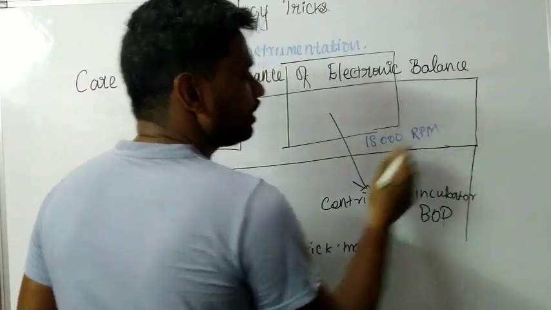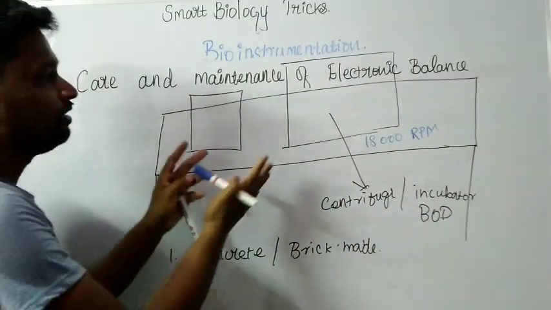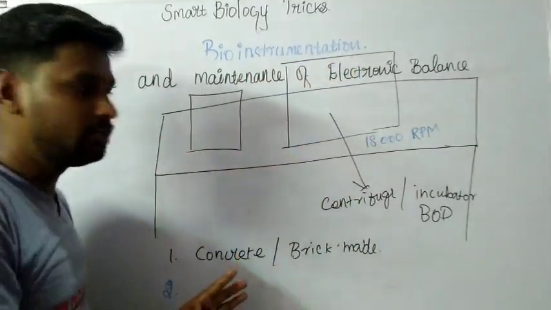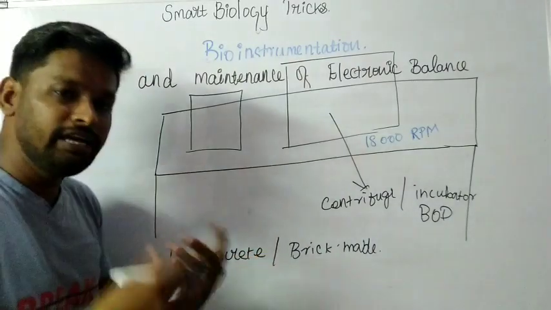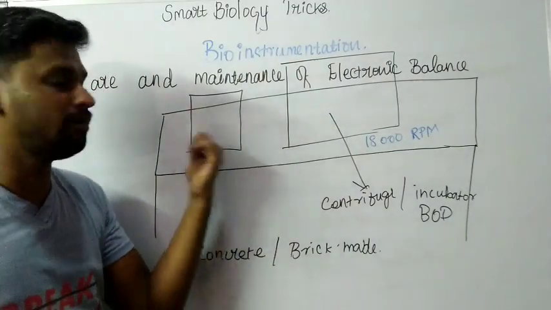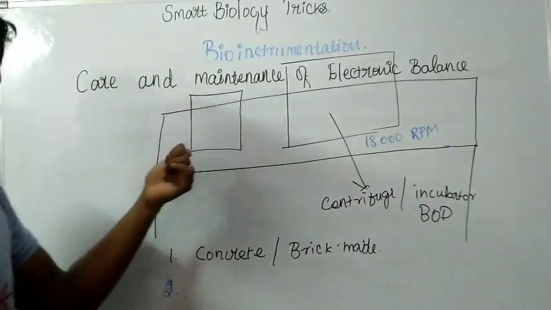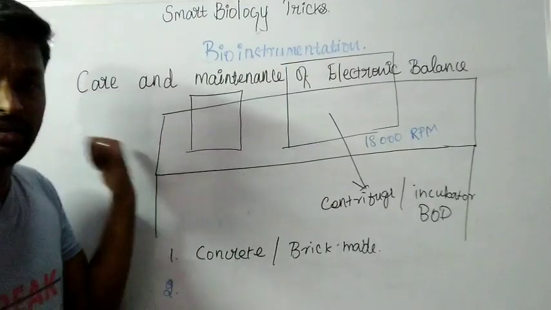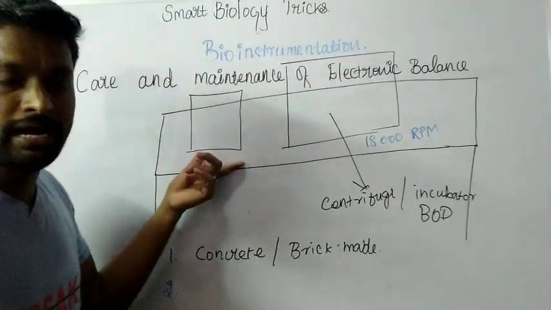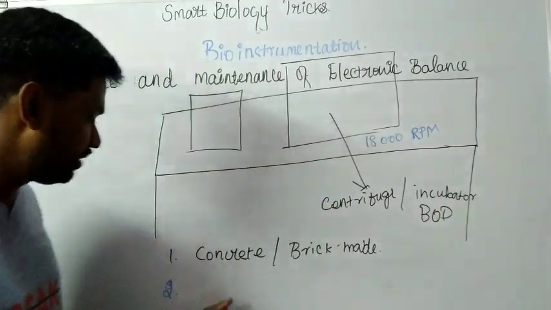So this RPM will create much vibration. If such a large, highly vibrating instrument is kept nearby our electronic balance, it will affect the accuracy and correct measurement of the analytical balance. So we should not keep our analytical balance nearby a large instrument. That is what should be understood.